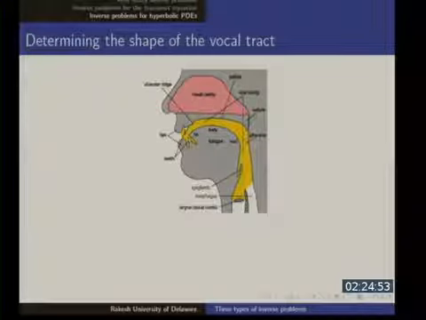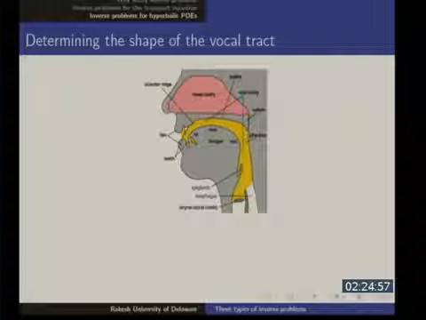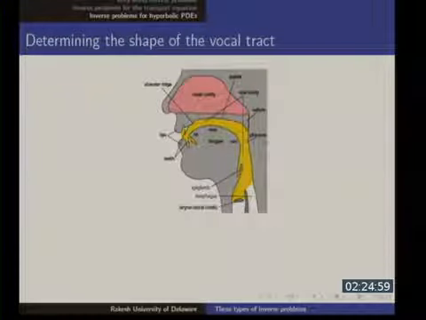You measure the pressure wave coming back as a function of time. And based on the pressure wave as a function of time, just at the mouthpiece, you want to know the shape of the inside. So that's the problem with the vocal tract. Of course, it ties in very well.